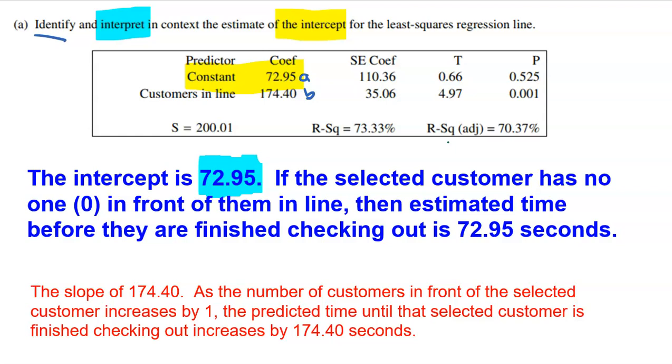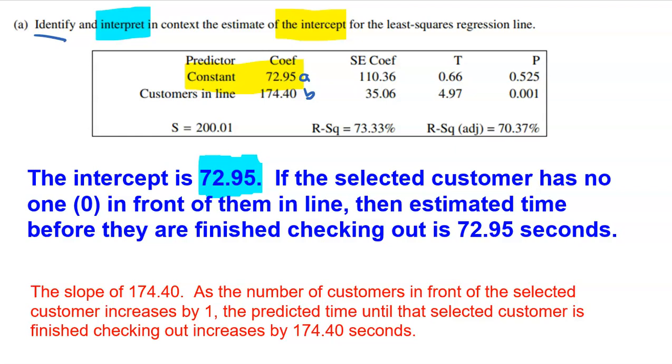So once again, nobody's in front of me in line. It's predicted that it takes me 72.95 seconds to check out. Now, this particular question did not ask about slope, which is kind of shocking to me because, to be quite honest, usually we do ask you about slope. This question did not. So I thought it'd be worth it real quick to just talk about the slope and what the interpretation of the slope would be in context.